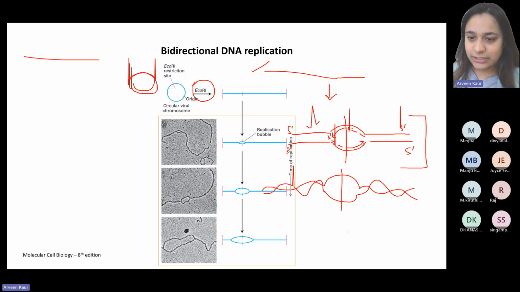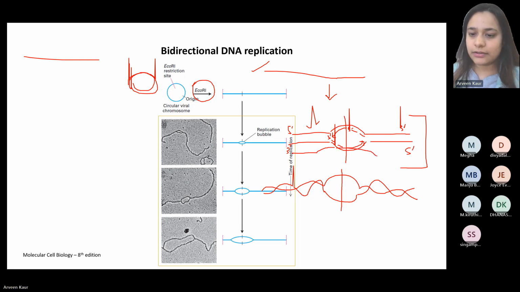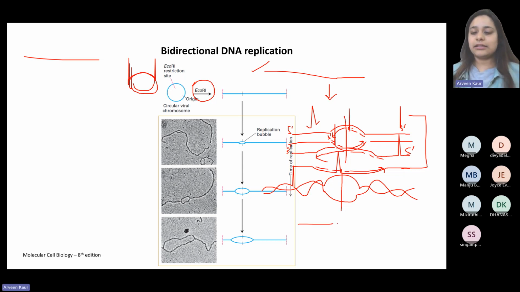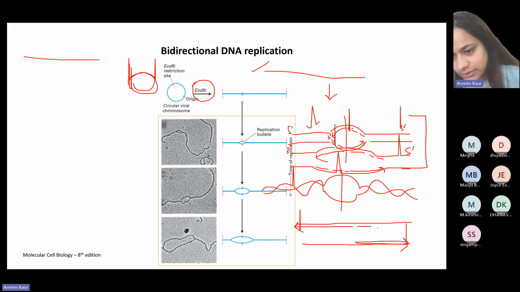Once this much has been done, the replication bubble will further open up, it will open up more. Once it has opened up more, this will continue. The leading strand synthesis will continue, and the lagging strand synthesis will also continue like this, until this entire DNA has opened up. From here to here, there is one leading strand. From here to here, there was another leading strand. And then over here, there was lagging strand that was present. Over here, there was lagging strand that was present.